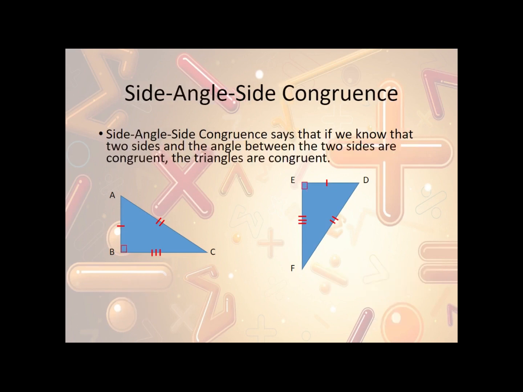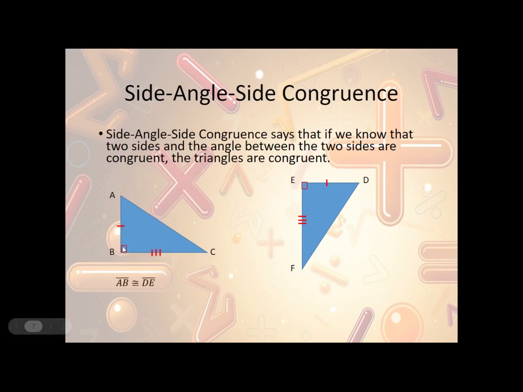Now let's take a look at side-angle-side congruence. So side-angle-side congruence says that if we know that two sides and the angle between them are congruent, then the triangles are congruent. Now notice here, I have a side, an angle, and a side. The order matters. If I had a side, this side, and I knew this angle, then this theorem would not work. The only way it works is if we have the two sides and the angle that goes between them.